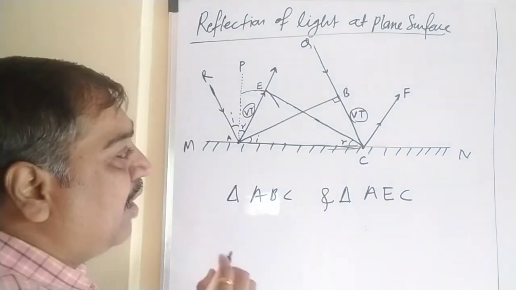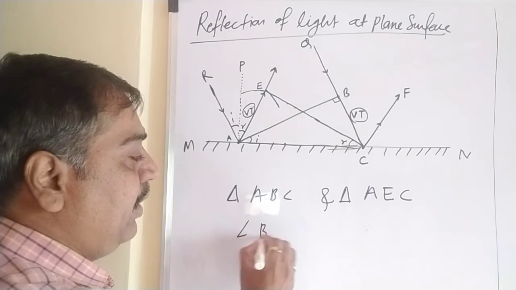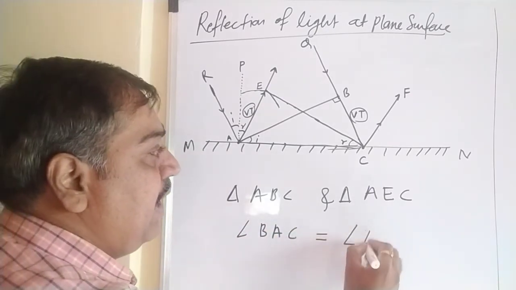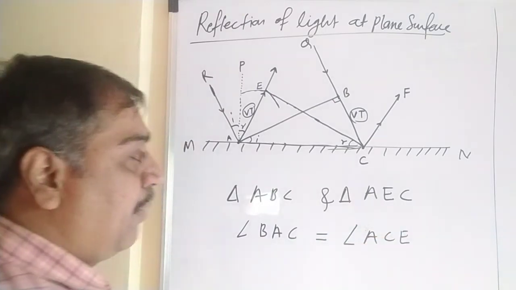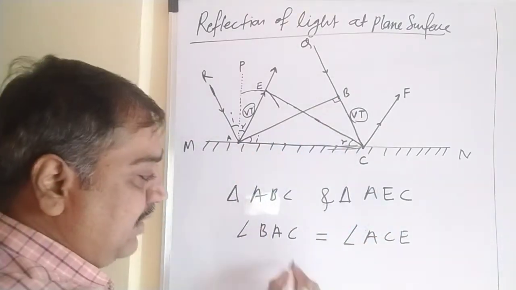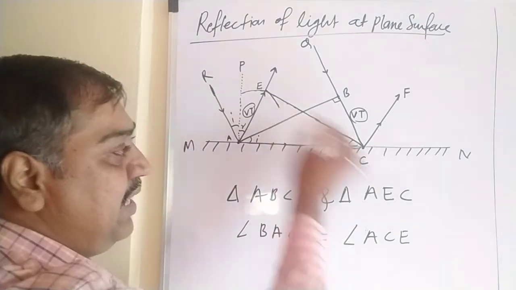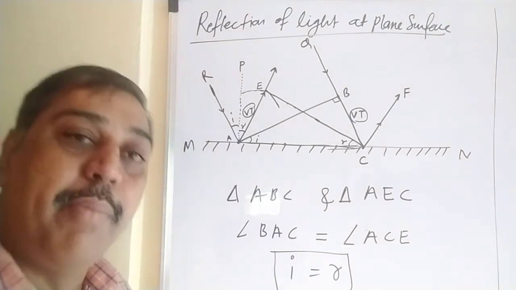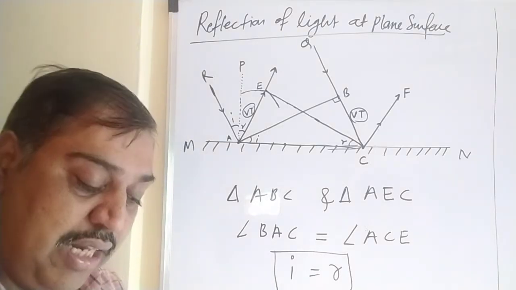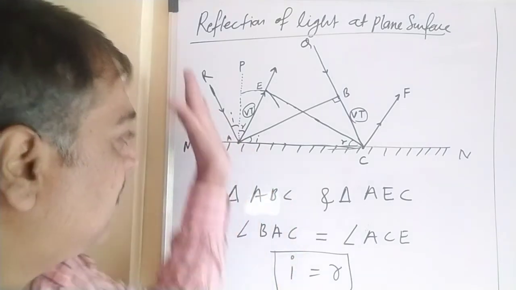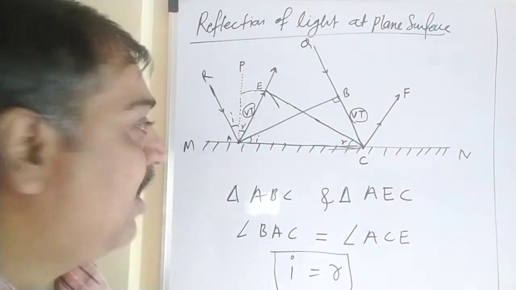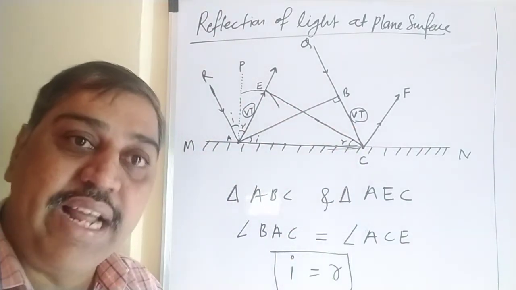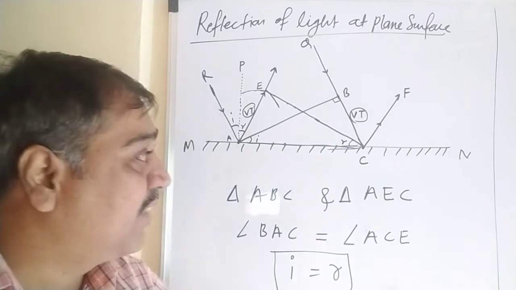If these two triangles are congruent, then angle BAC must be equal to angle ACE. But what is BAC? BAC is angle I. And what is ACE? ACE is the angle R. So we can say here angle of incidence must be equal to angle of reflection. And in the diagram, the incident light ray, reflected light ray and the normal lie in a single plane. So this is the condition for the law of reflection, so we can say the law of reflection is valid in this case.